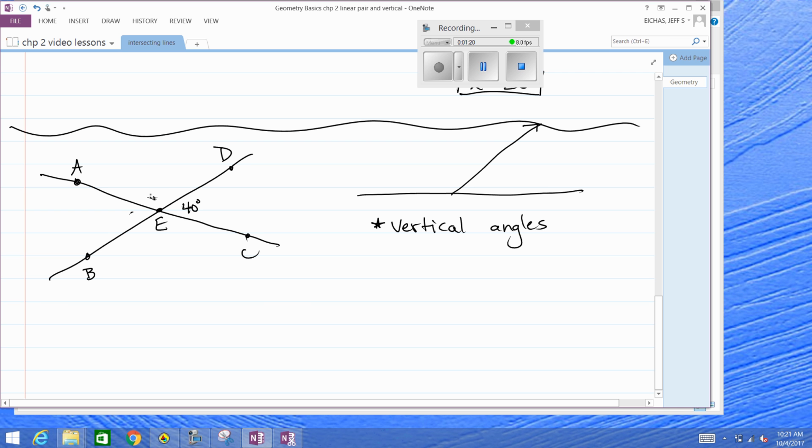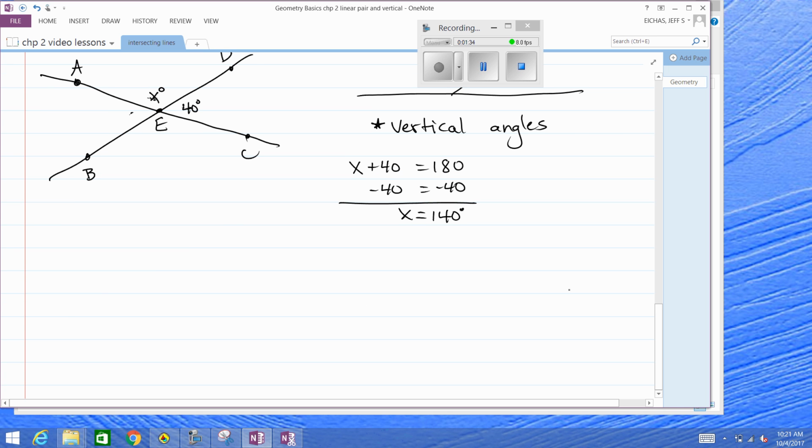So let's start with, we'll call this x. We're going to solve for x for a minute. X plus 40 should be the same as 180. We'll subtract 40, and we get x is 140, right? So let's just see what we've updated to. So we had a 40 here. We solved for x. Now we have a 140 there. Now look at what we have in this case.